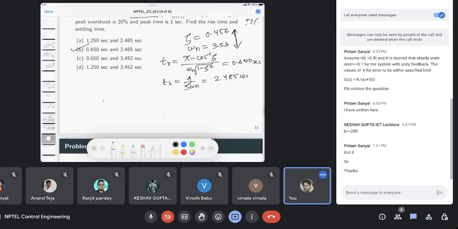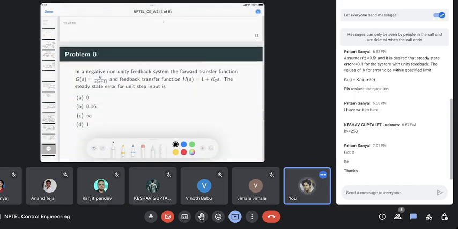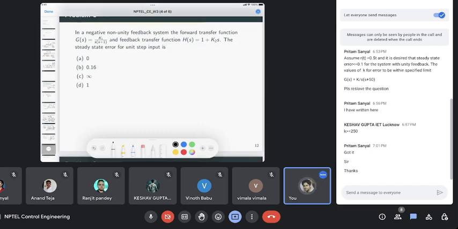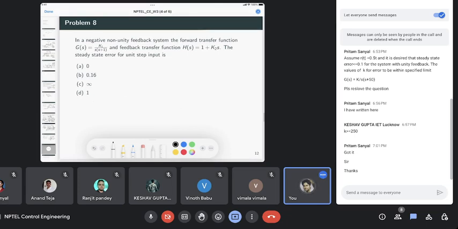Yeah. So we'll then move to the next question. Again I'm using the same data for this question. You have a negative feedback system, and the important thing to identify is that it is non-unity feedback. You have G(s) and H(s) values given. H(s) is not 1, it is given some value. Then you find the steady state error value for this.